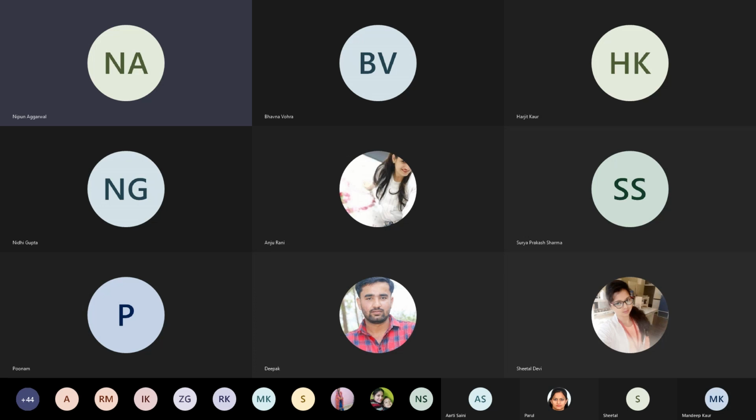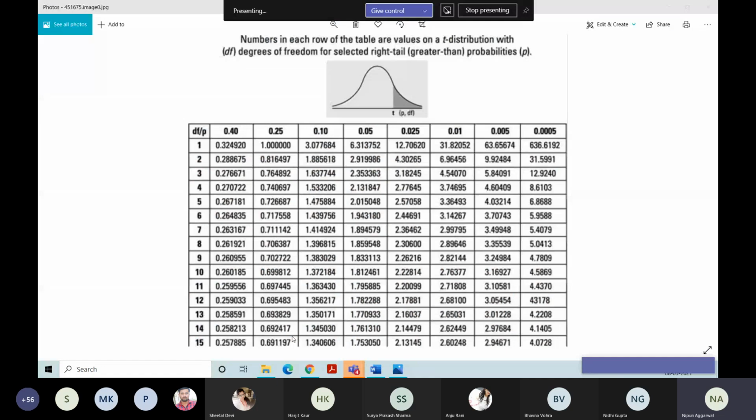So if we go to our Word file, I'm sharing this screen only. It will be easier. Sir, please share this table in the group, sir. One second, I will share the screen only. Whatever it is, the screen will be visible. Yes, sir.